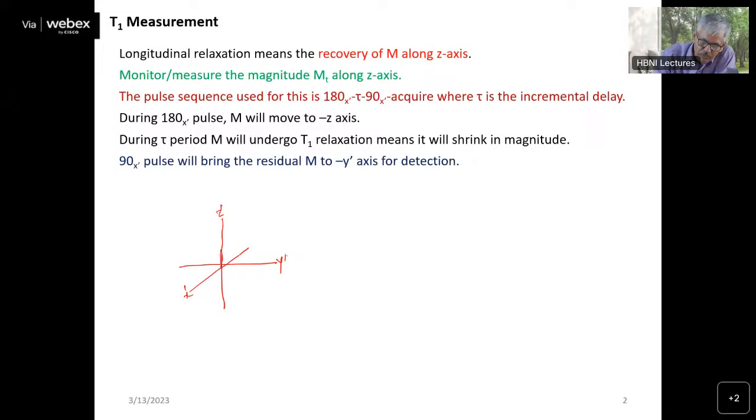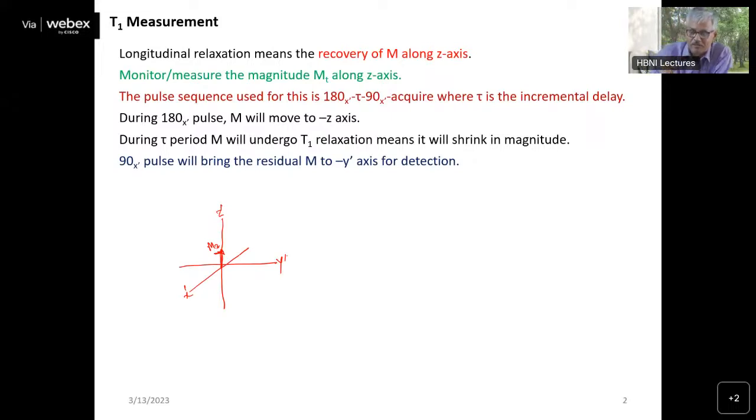And so the movement of magnetization. So this is the equilibrium magnetization. So this is your Mz, the movement of magnetization along the Z axis. That is the thing we have to observe. So for that we have to monitor the magnitude of Mz along the Z axis only.